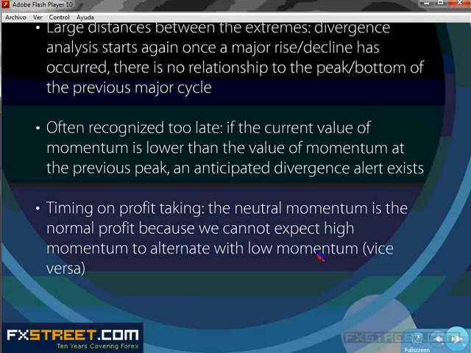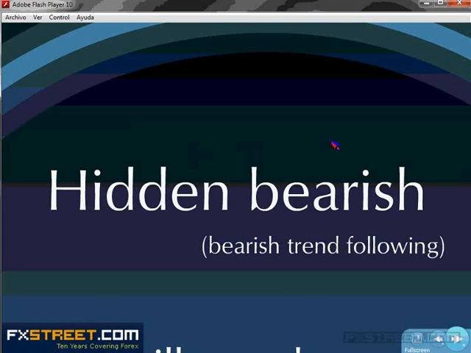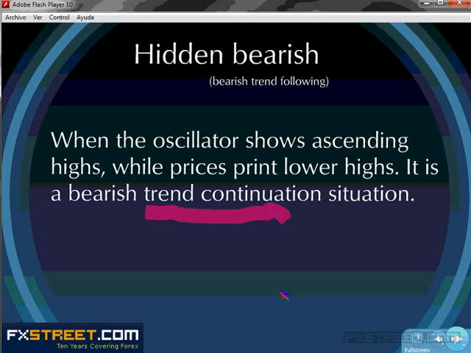Okay, so we have seen the classic divergences, and very fast we'll cover the hidden divergences. Hidden divergences are practically the contrary concept. Hidden bearish is a bearish trend following situation. A hidden bearish divergence is when the oscillator shows ascending highs while prices print lower highs. It is a bearish trend continuation situation. So here we have a different quality of a signal. It's a trend following situation and not a trend change, so to say.